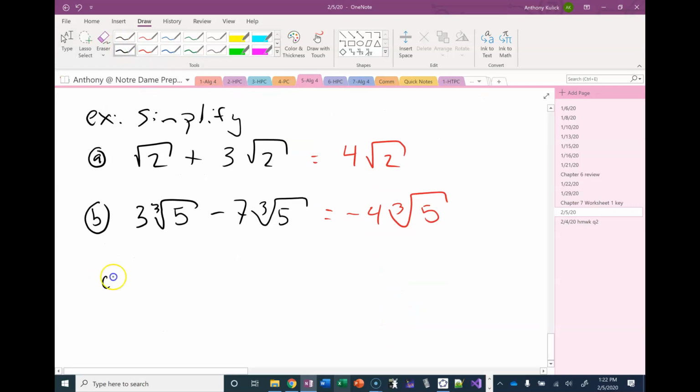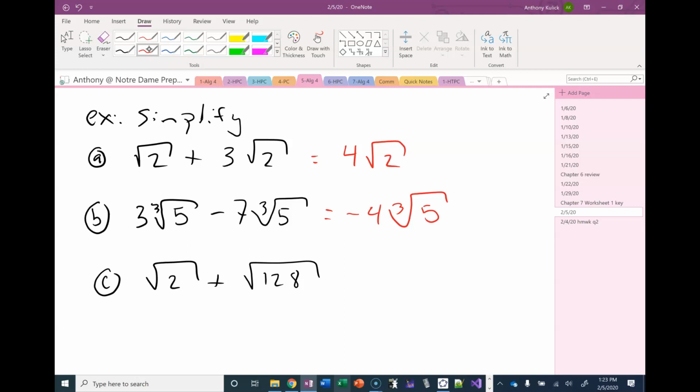Okay. What if I have the square root of 2 plus the square root of 128? Can we do that? I mean, not as it's currently written. But is it possible that they reduce down to be the same radical? Yeah, it's still possible that could happen, so we have to check that.